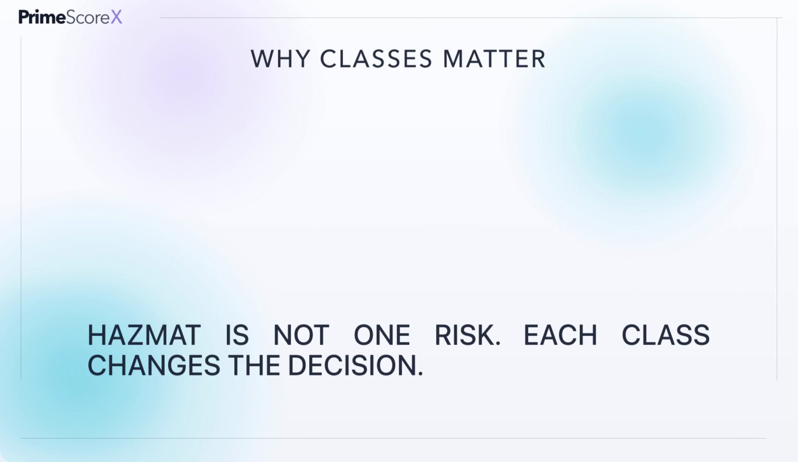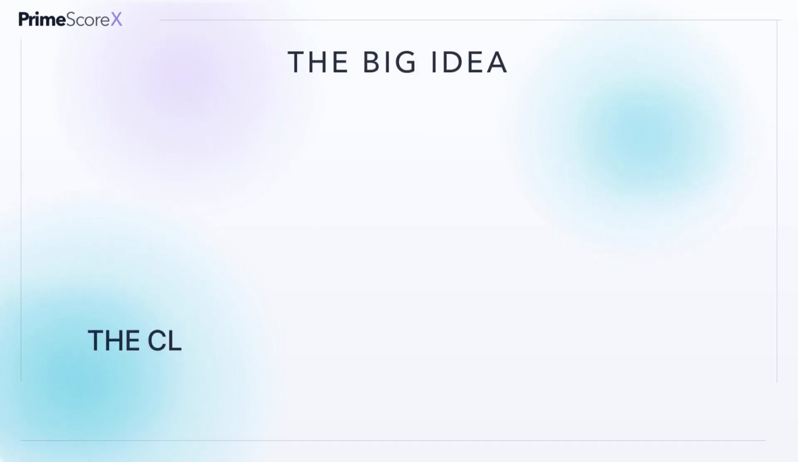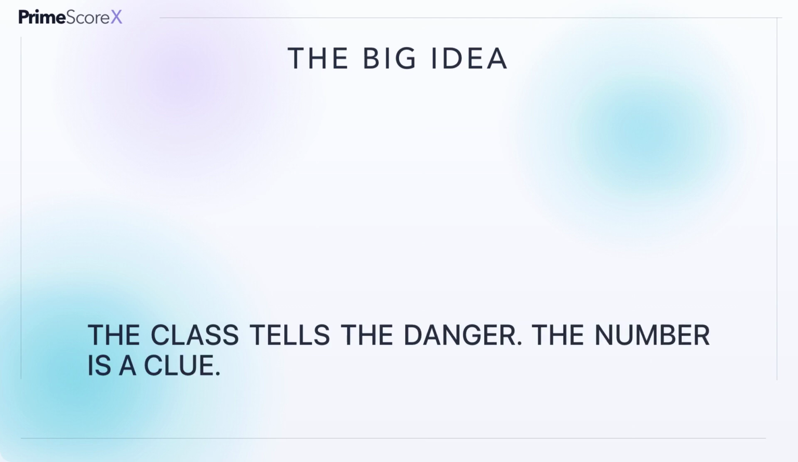This lesson focuses on hazard classes and why they matter. The CDL test does not only ask whether a material is dangerous, it tests whether you understand the type of danger: fire, explosion, gas, poison, corrosion, radiation, reactivity, or environmental harm. Hazard classes are a system for grouping materials by their main risk.